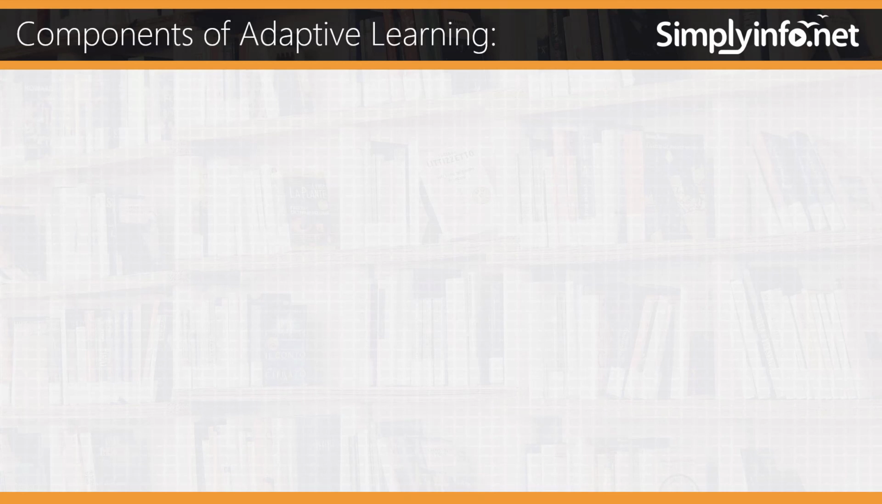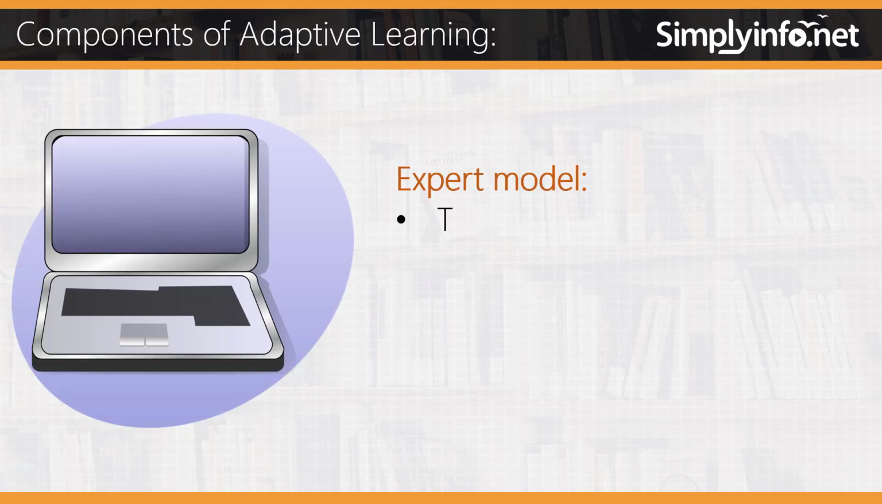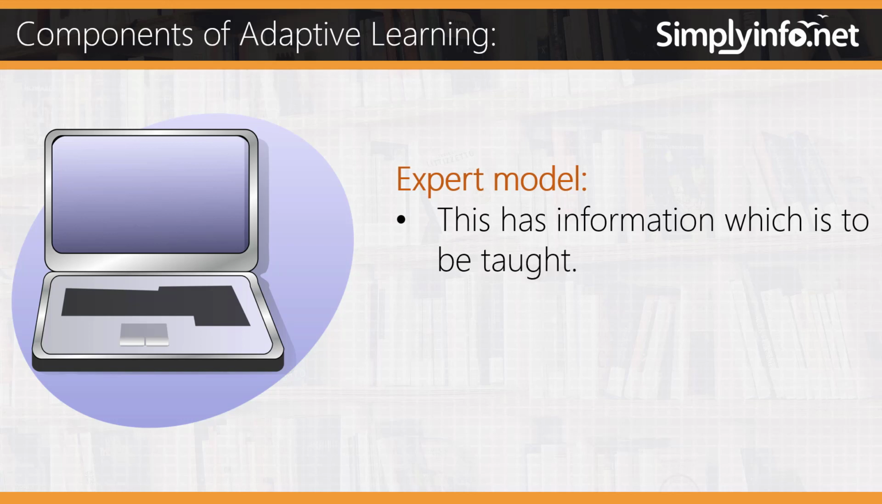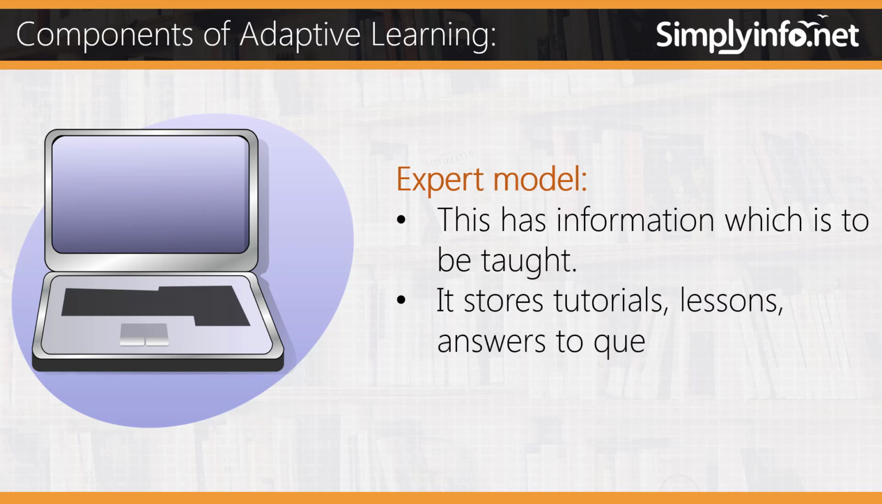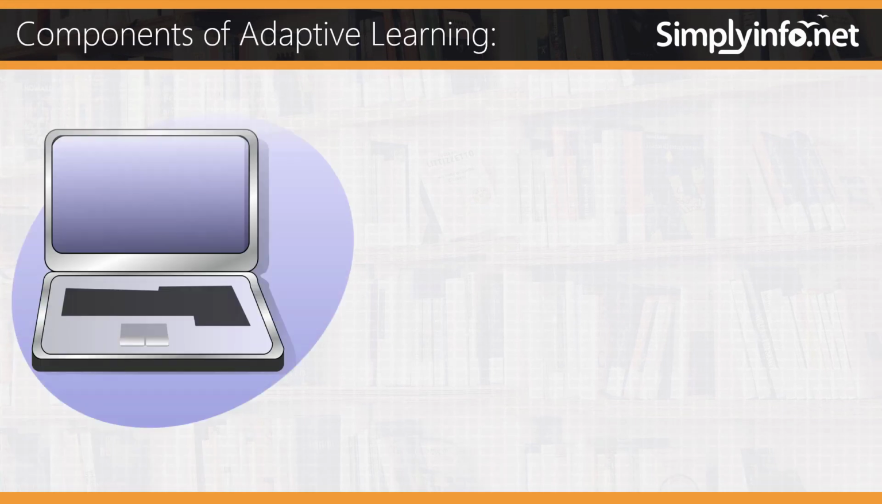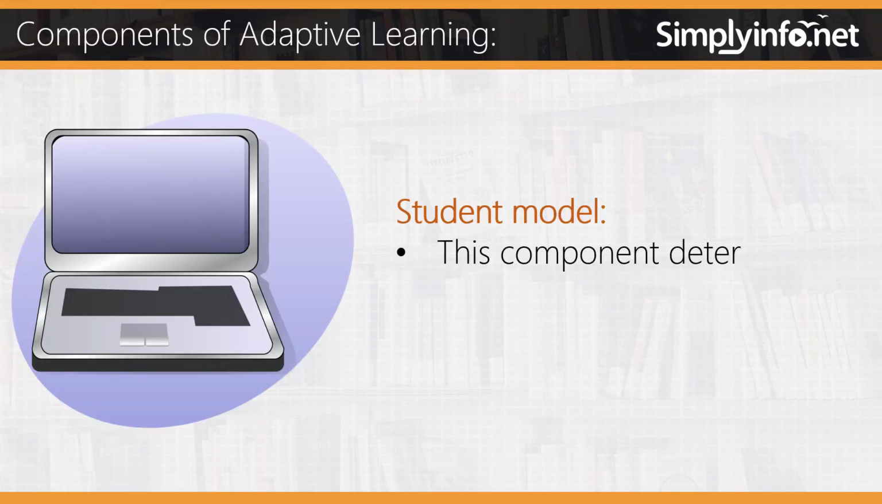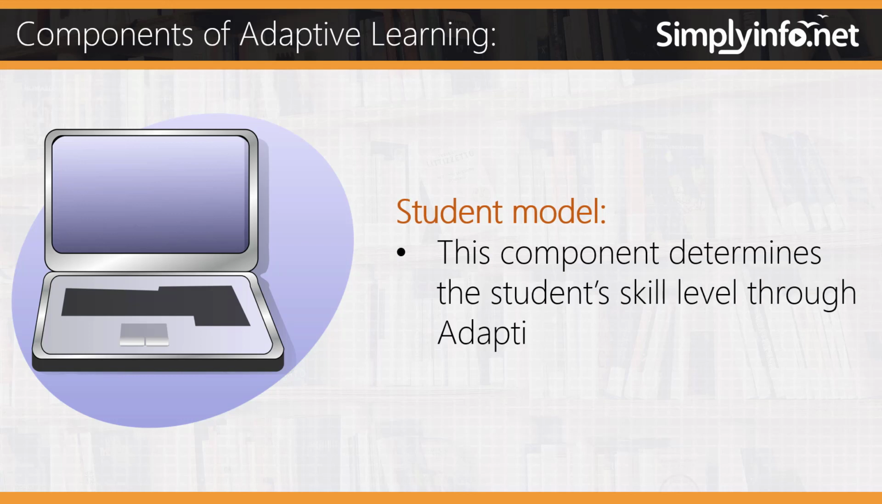Components of adaptive learning. Expert model. This has information which is to be taught. It stores tutorials, lessons, answers to questions, etc. Student model. This component determines the student's skill level through adaptive testing methodology.